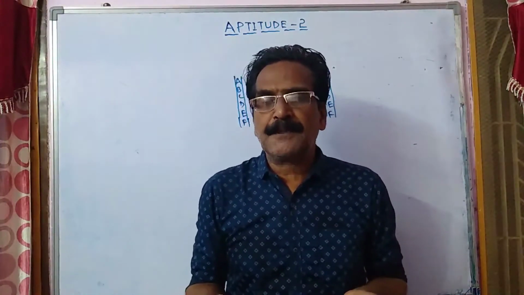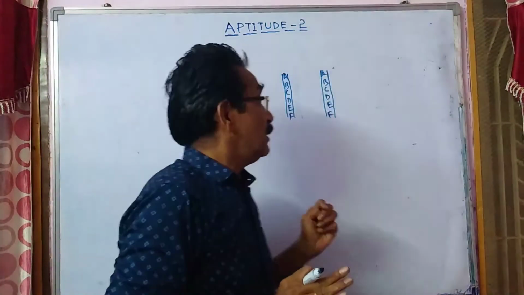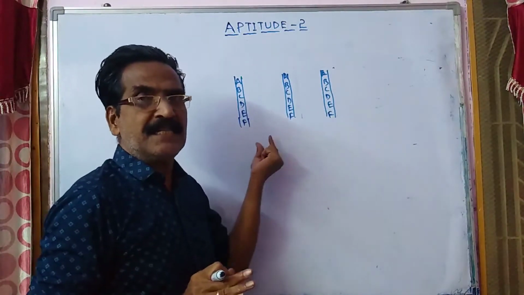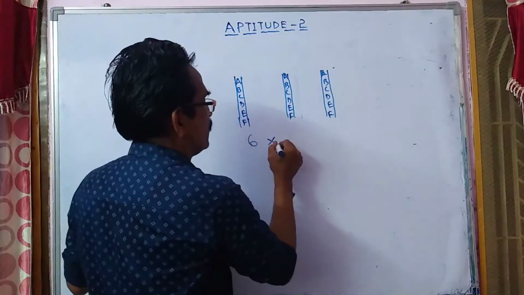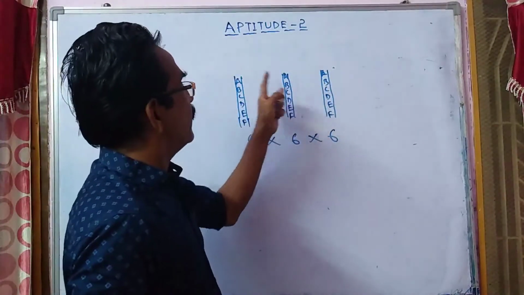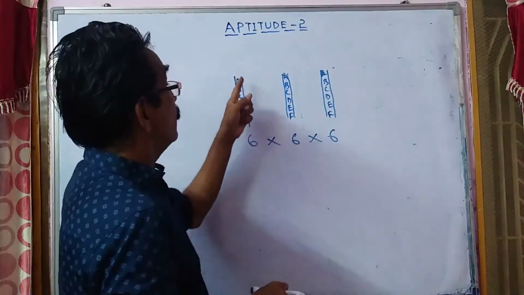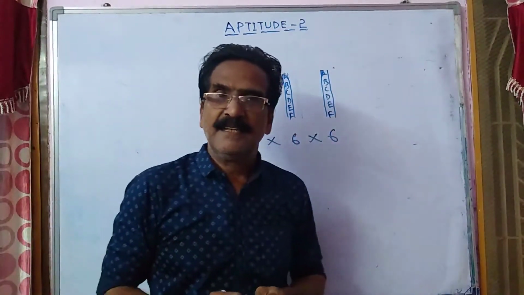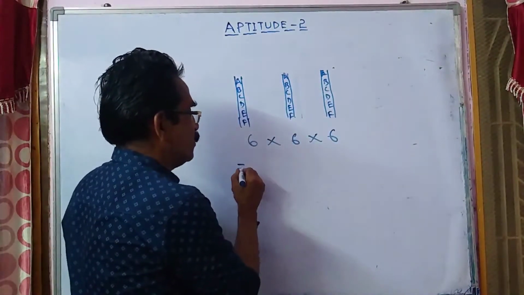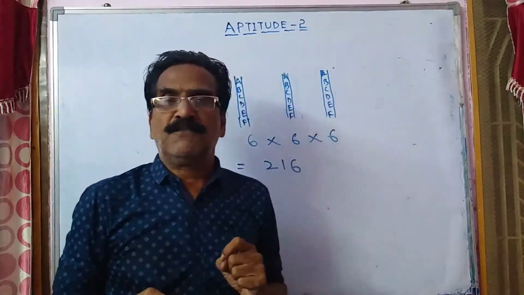So all the remaining options are unsuccessful attempts, unsuccessful tries. Now the total tries with this setup is 6 into 6 into 6. You can put AAA, AAB, AAC, AAD, AAE, AAF, then ABA, ABB, like that. You will get 6 into 6 into 6, 6 cube. Total number of trials 216.